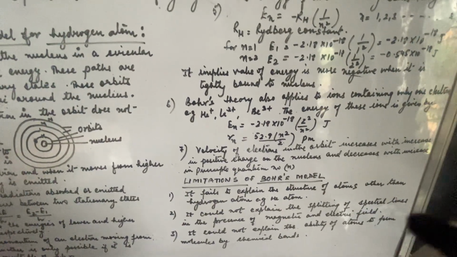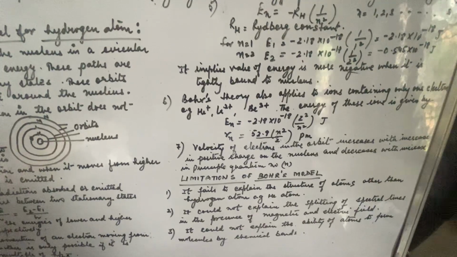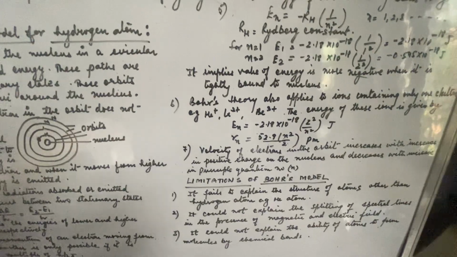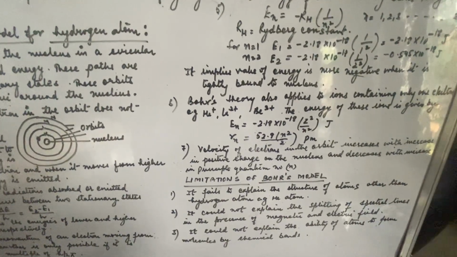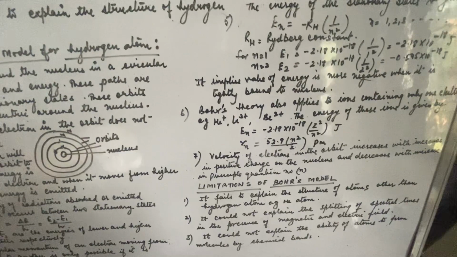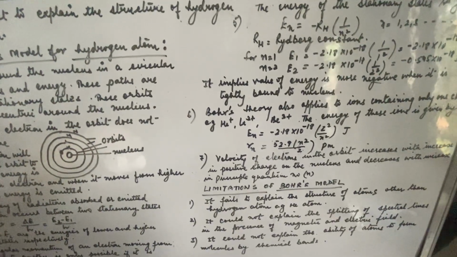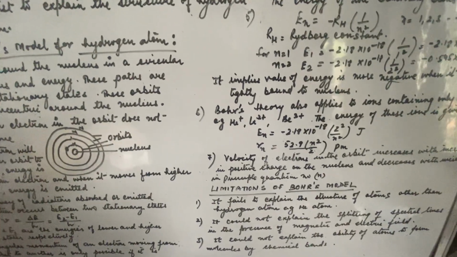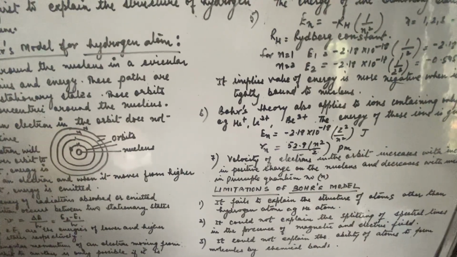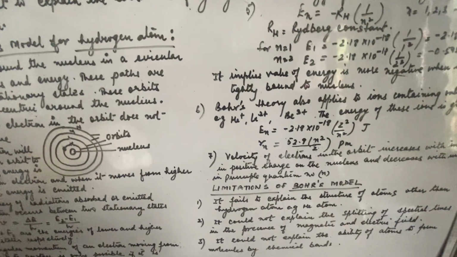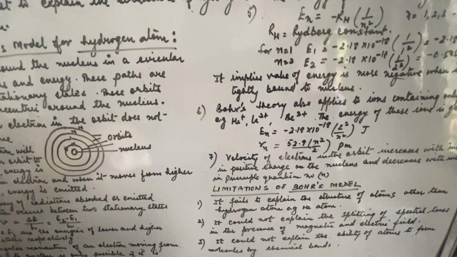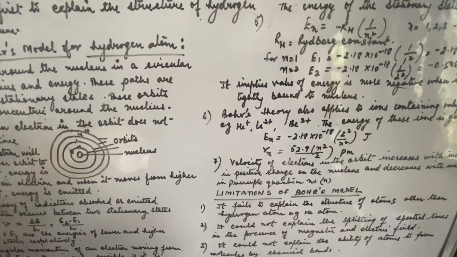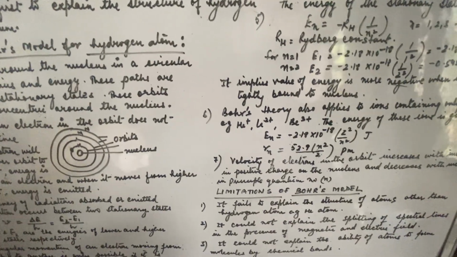Second, he could not explain the splitting of spectral lines in the presence of magnetic and electric field. The spectrum he explained for hydrogen atom, those spectral lines get split in the presence of magnetic and electric field. For that he could not give an explanation. And the last, he could not explain the ability of atoms to form molecules by chemical bonds. So bonding occurs in atoms, they form molecules. That also could not be explained by Bohr's model.